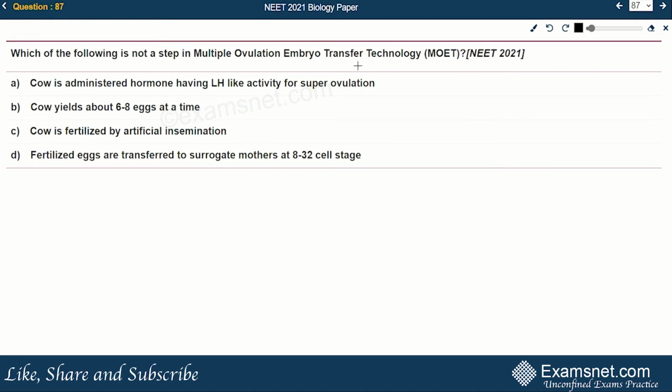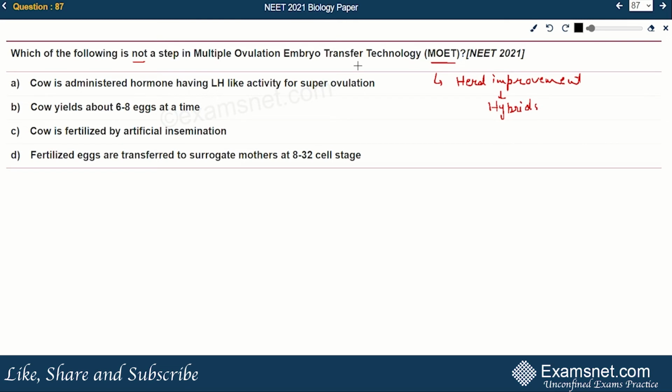Now question 87 is from the chapter Strategies for Enhancement in Food Production, class 12, and the question is, which of the following is not a step involved in multiple ovulation embryo transfer technology, that is MOET. So what is multiple ovulation embryo transfer technology? It is a program designed for herd improvement. Okay, and what is the specific motive here? Our motive is to improve the chances of successful production of hybrids.